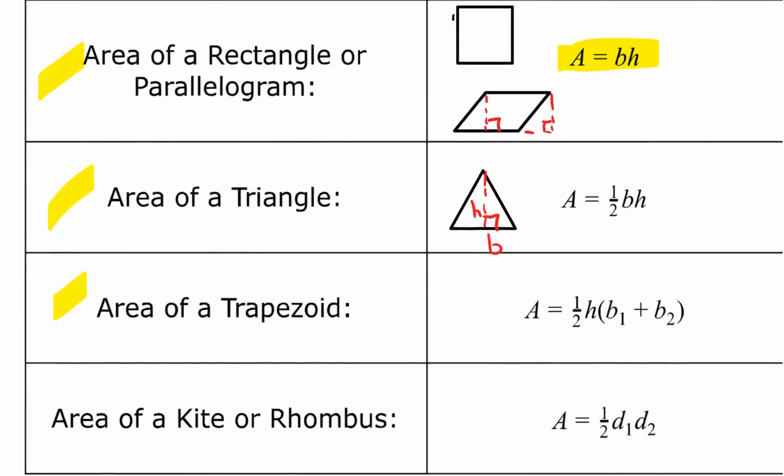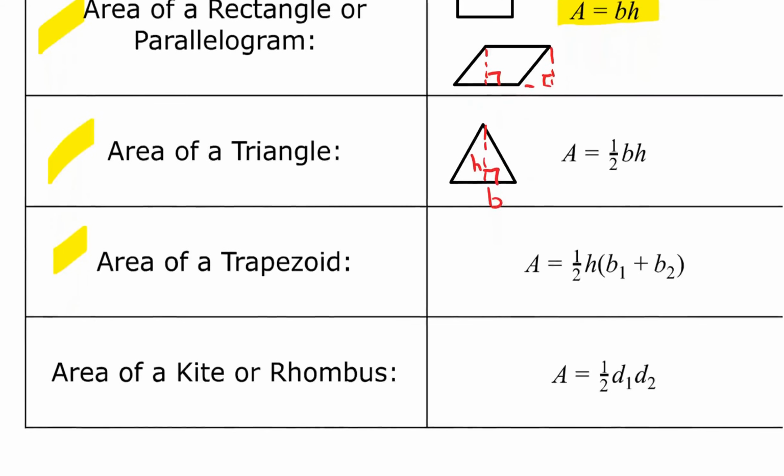Okay. Trapezoid is also one that we covered. Remember that for a trapezoid, your base 1 and base 2 are going to be the 2 parts that are parallel. So we would call this B1 and B2. And remember that the height still has to make a right angle with one of the bases, or both of the bases actually. Okay.